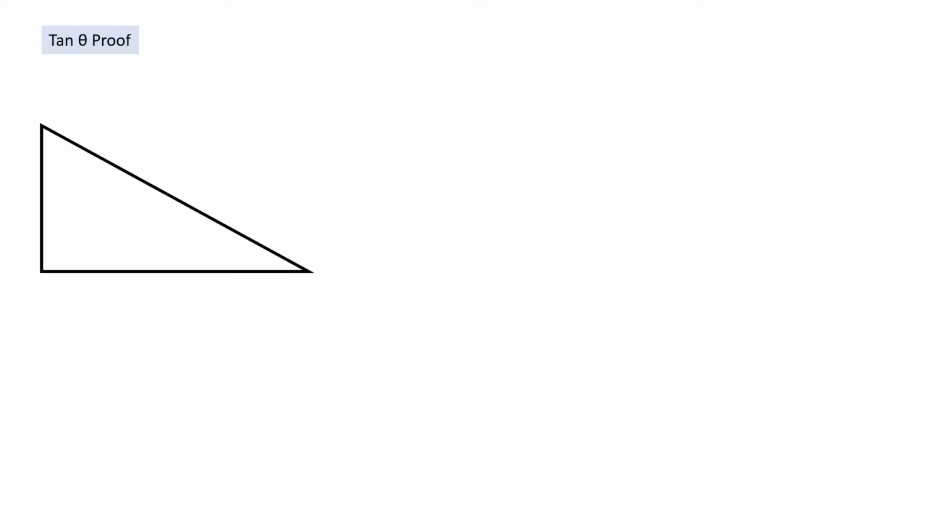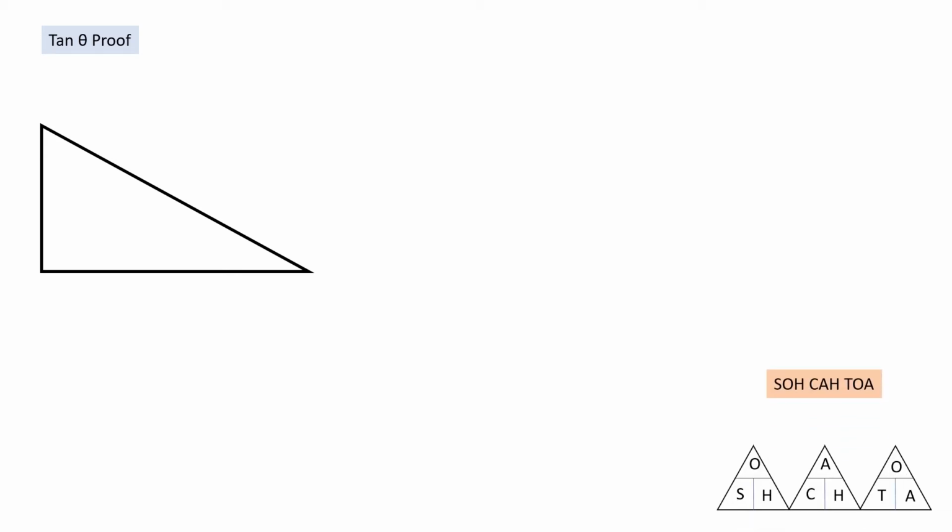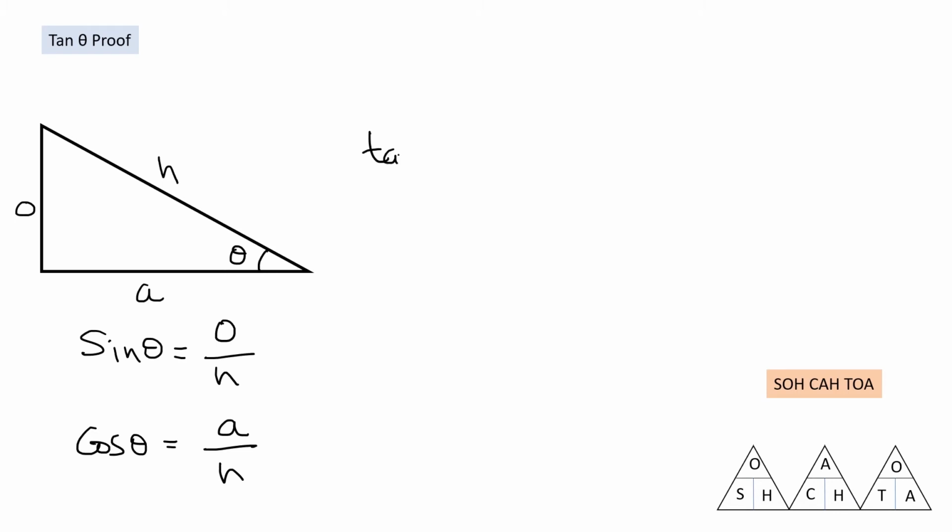Welcome back. In this video, we'll prove the first identity we saw in the previous video, which is tan theta equals sin theta over cos theta. In order to prove it, we need to remember the trigonometric ratios. This is the angle of interest, which is theta. Let's say this is opposite, this is adjacent, and this is hypotenuse. We know sin theta is opposite over hypotenuse, cos theta is adjacent over hypotenuse, and tan theta is opposite over adjacent.